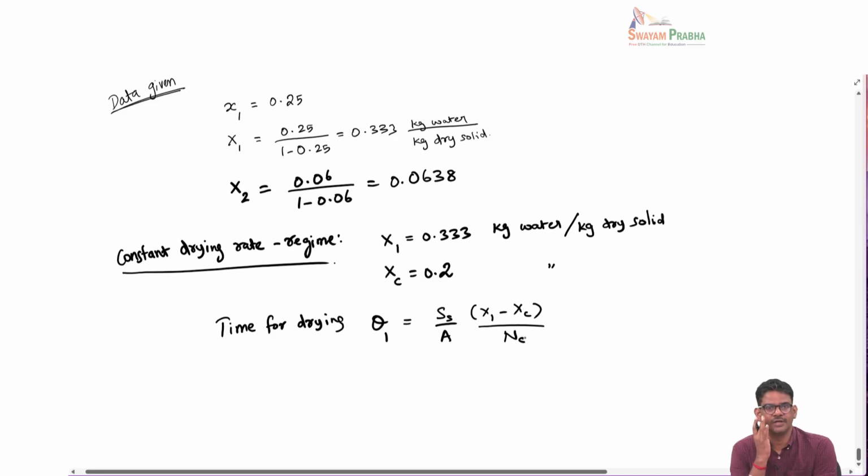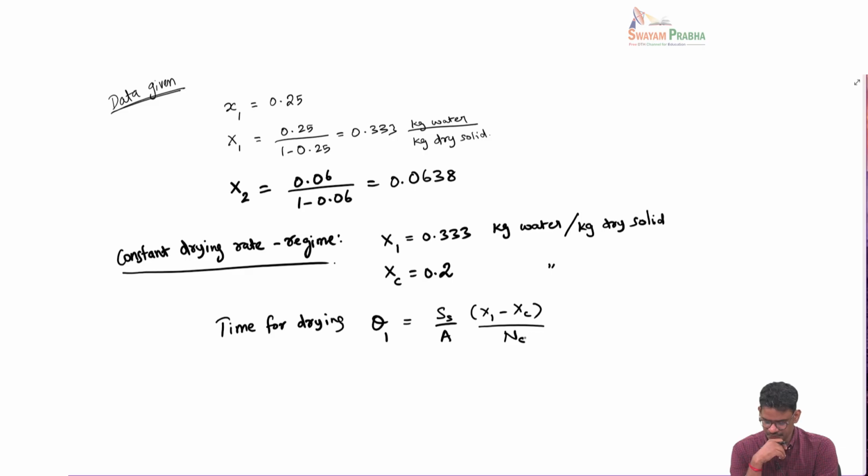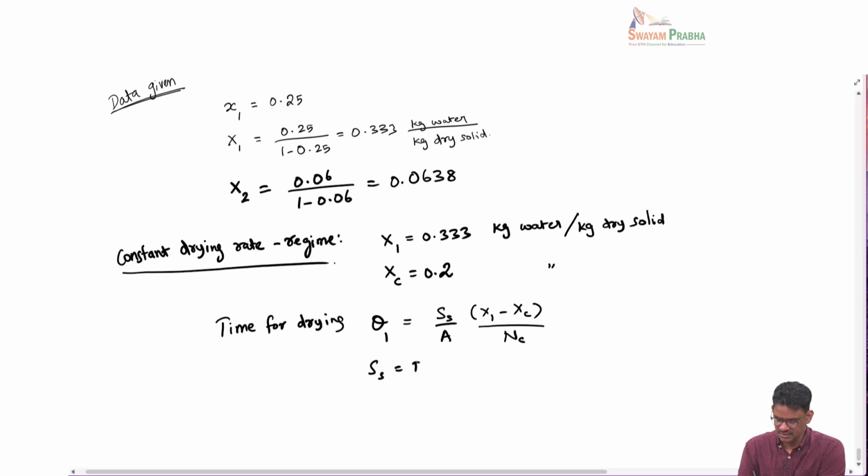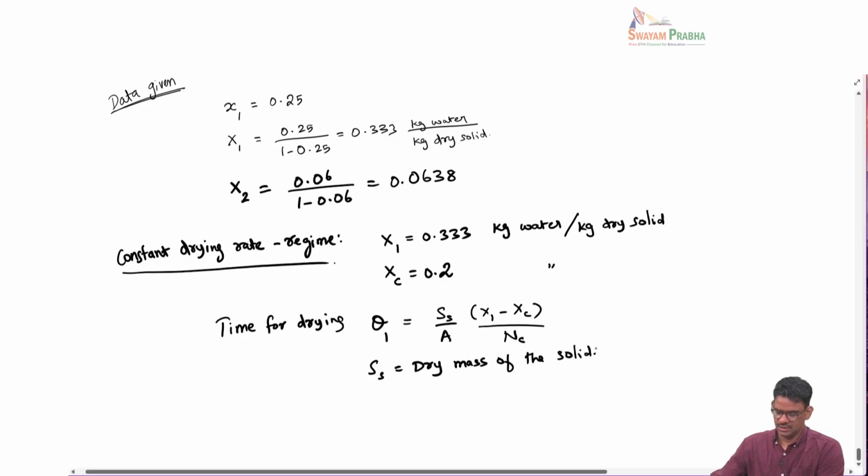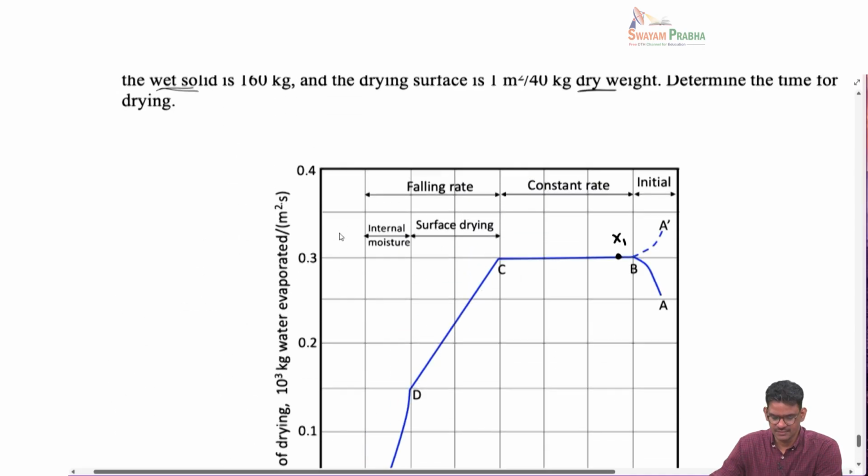So, this is the formula we can use for the constant drying rate condition. Here we need to find the mass of the solid. This is the dry mass of the solid. Okay, so let us go back and see whether it is given.